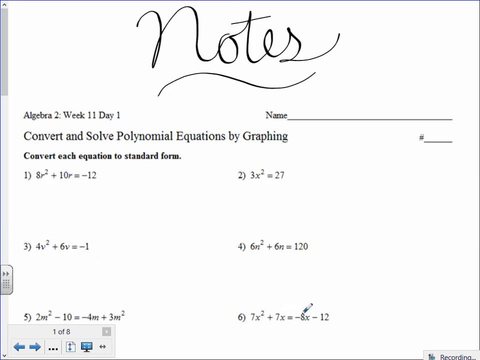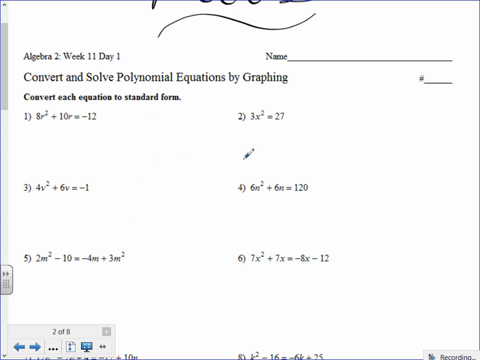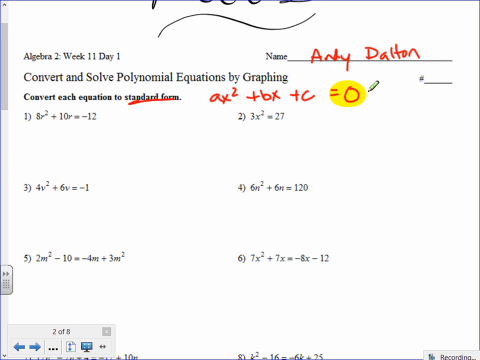Take your warm up, set it aside, look at today's notes. In 10, 9, 8, 7, 6, 3, and 1. Convert each equation to standard form. What is standard form, Delarante? ax squared plus bx plus c equals 0. Good. And the key here for our purposes right now is this last part. In other words, take everything, put it on one side, and on the other side it should say equals 0.